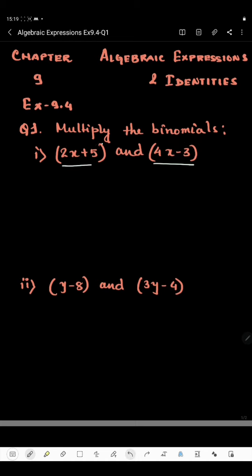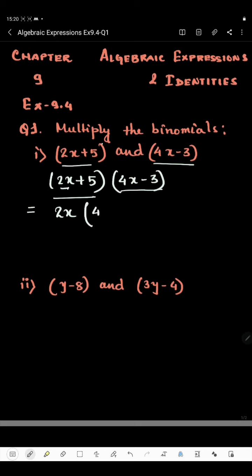Now how to multiply the binomials? Here 2x plus 5 will be multiplied by 4x minus 3. From the first expression we will take the first term, and that is to be multiplied by the second expression, which is 4x minus 3.